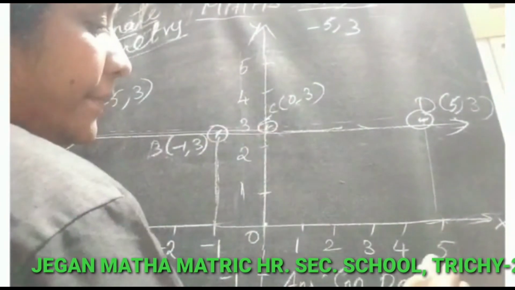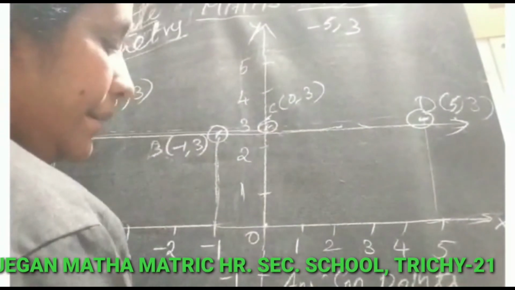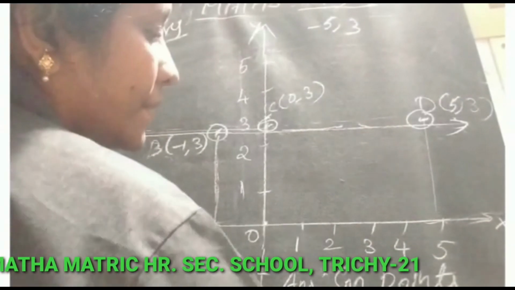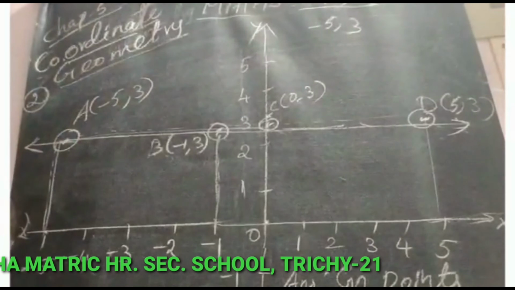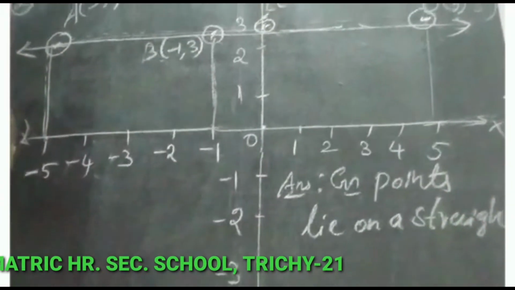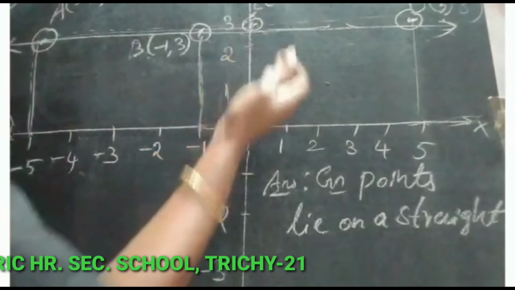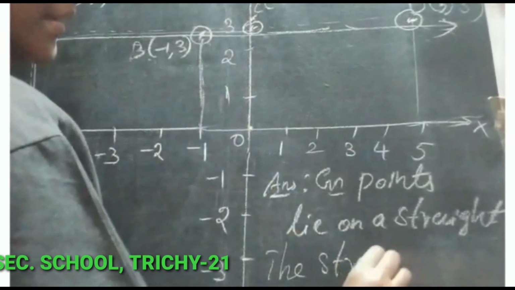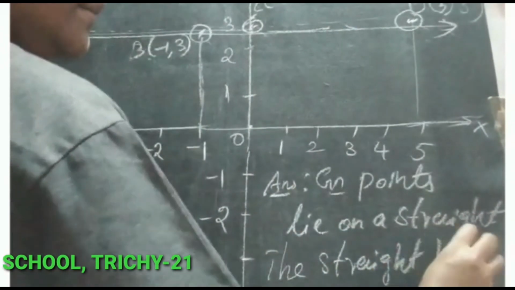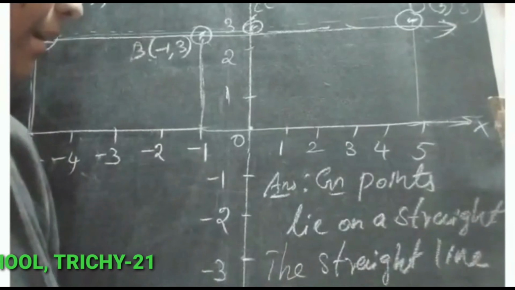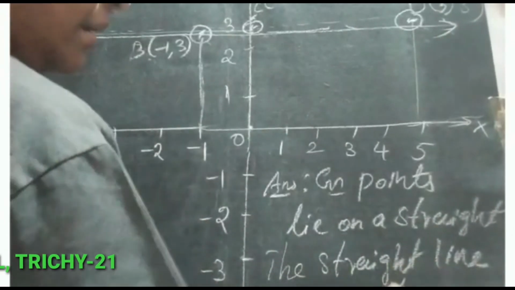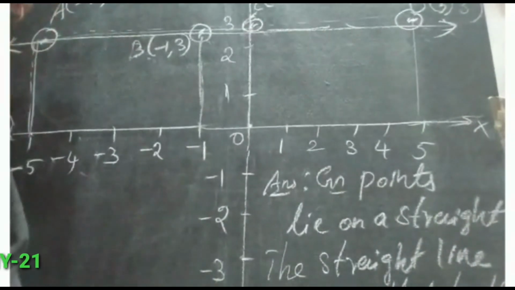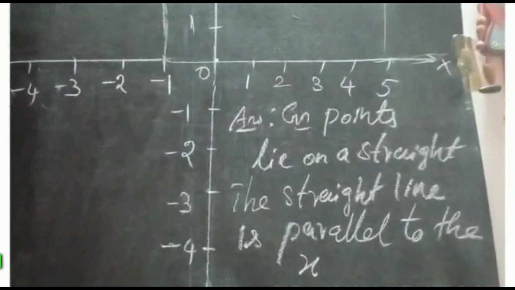The given points lie on a straight line. So that is collinear points. The given points lie on a straight line, and this straight line is parallel to the x-axis. The straight line is parallel to the x coordinate. This is the solution you have to write.